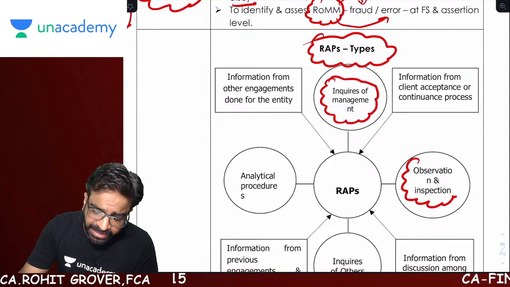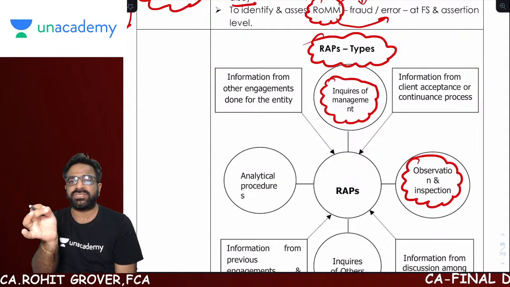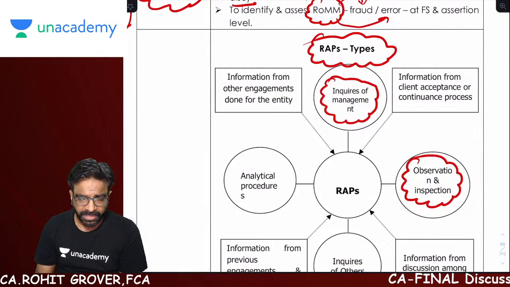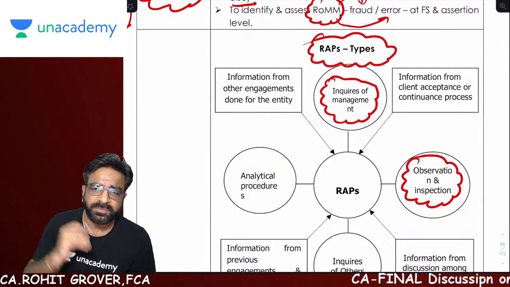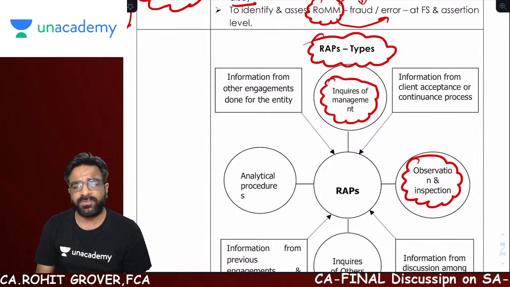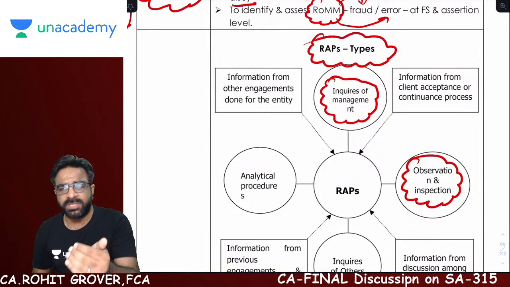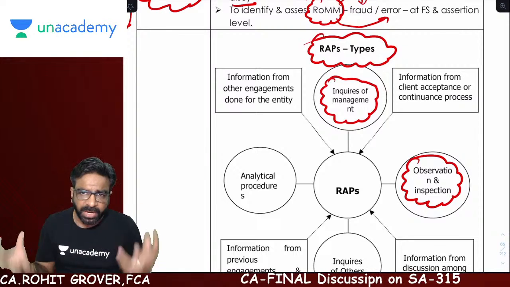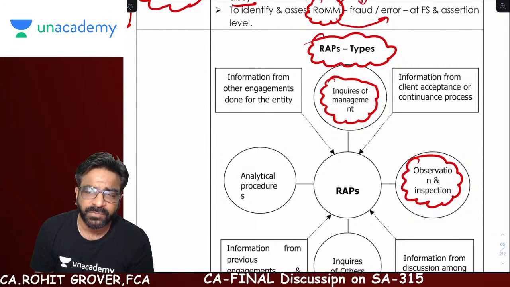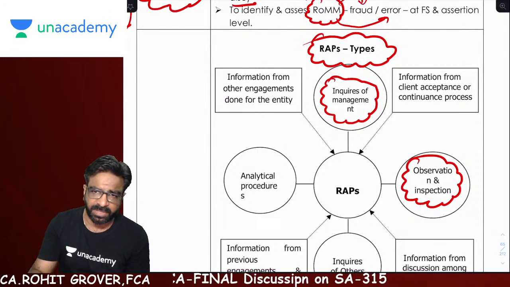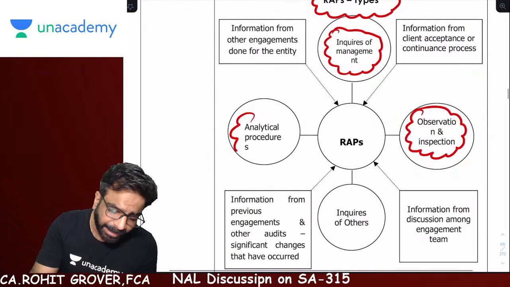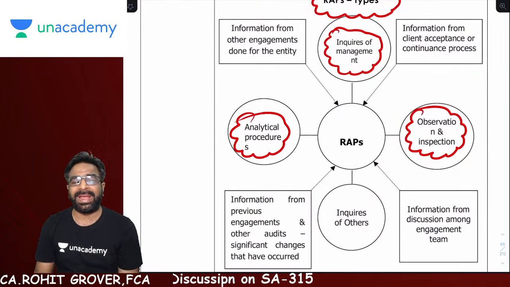Second, he can carry out a technique called observation and inspection. With the help of observation and inspection, he will again come to know about the various types of risks present in the organization. Then he can apply another procedure called analytical procedures.